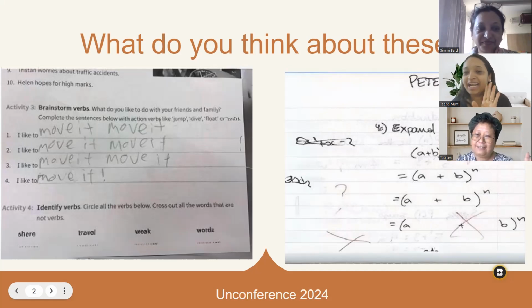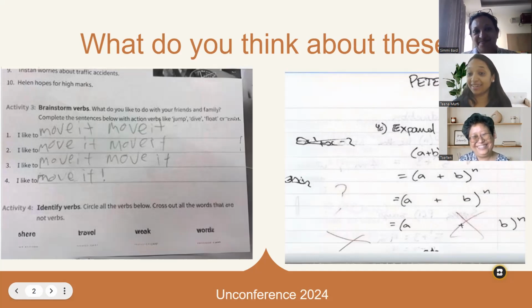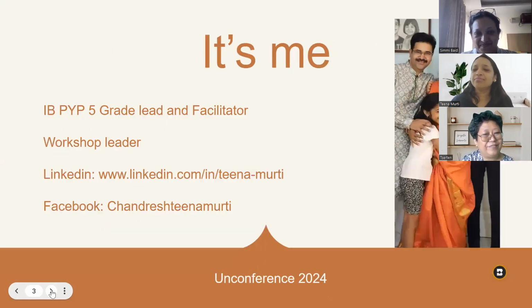So the child must have, sorry, the teacher must have taught what the meaning of expand is here, but the child has comfortably chosen this to write, and you can't say this is wrong. Yes, you can say this is wrong or not.